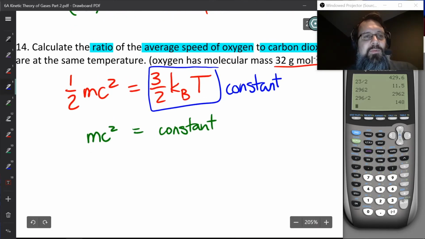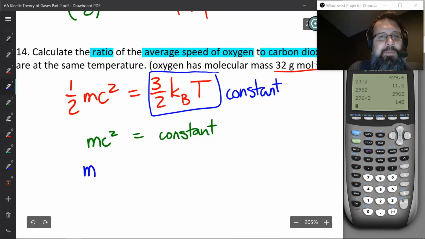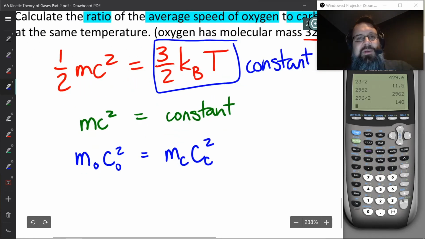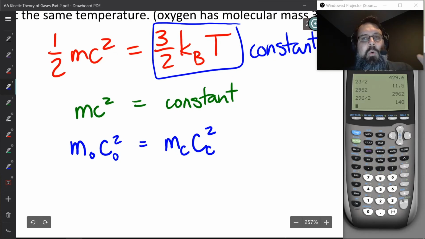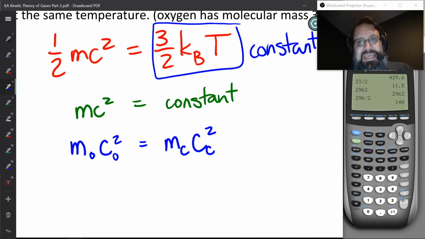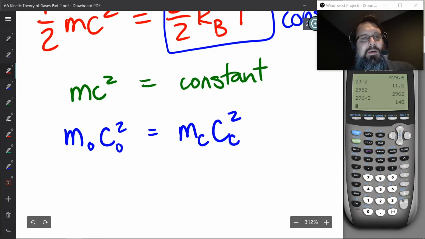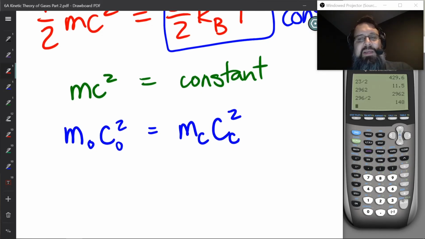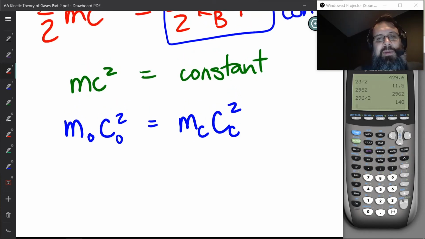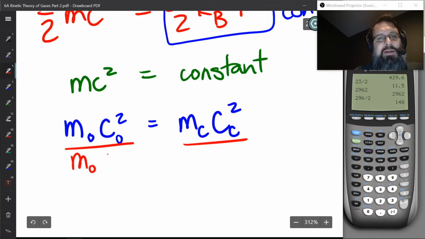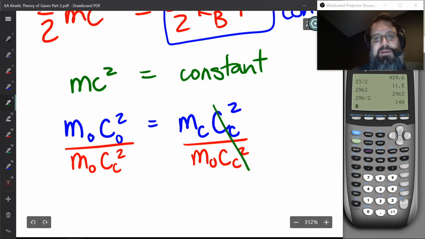So the way we'll set this up is we'll write it as the mass of oxygen times the speed of oxygen squared equals the mass of the carbon dioxide times the speed of the carbon dioxide squared. The subscripts are getting really gross here, but hopefully this is making sense. What we're looking for is the ratio of the speed of the oxygen to the speed of the carbon. So we need to get the mass of the oxygen over to the other side, and we need to get the speed of the carbon over to the same side as the oxygen. So I'm going to divide both sides by m oxygen times c carbon squared. If I do that, the speed of the carbon moves to the other side, and the mass of the oxygen moves to the other side.